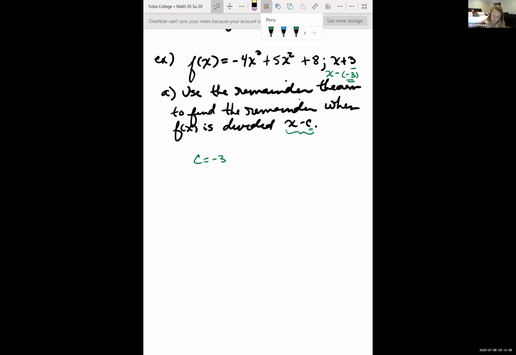So this theorem says, if we can find the remainder, if we'd done long division of x plus 3 into this polynomial f of x, if we find f of negative 3, so we need to go back into our equation f of x, and we're plugging in negative 3 wherever we see an x. So let's put a parentheses wherever we see an x, and we'll replace it with negative 3. So we have negative 4 parentheses cubed, plus 5 parentheses squared, plus 8. Plugging in negative 3 wherever we saw an x, which is where we just had the blank parentheses.